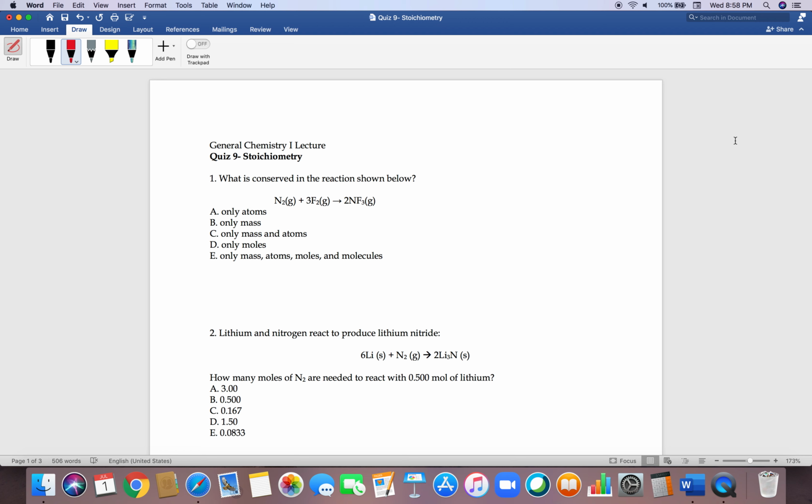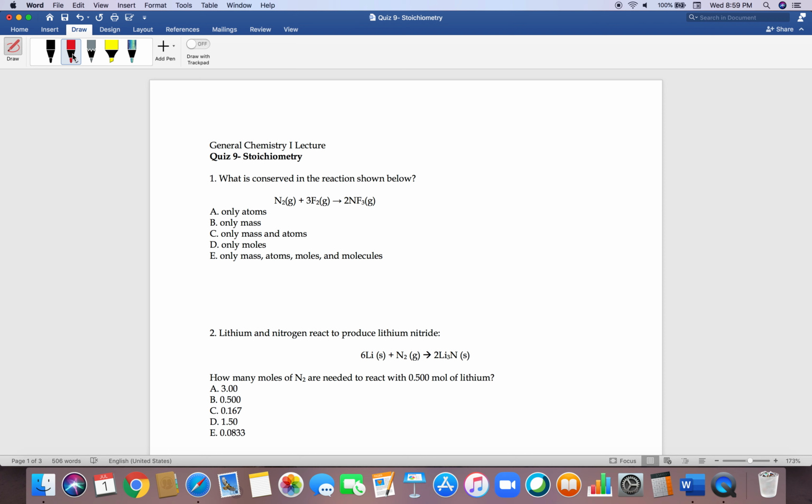So number 1 asks us what's conserved in the reaction below. So nitrogen gas is combined with fluorine gas to give us nitrogen trifluoride. So I do want to point out here that, before I get started, you'll see that I have added some extra space in between questions just to allow my messy handwriting to have some extra room. You wouldn't have noticed that on your quiz, but just for the sake of this writing and this video, I added some extra space.